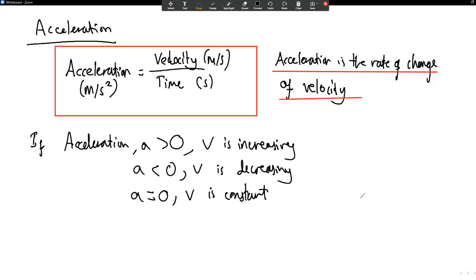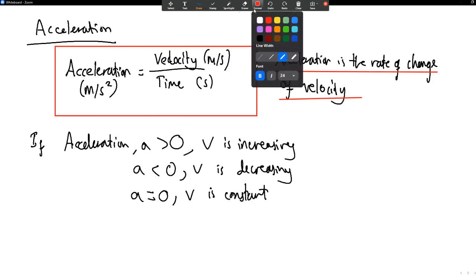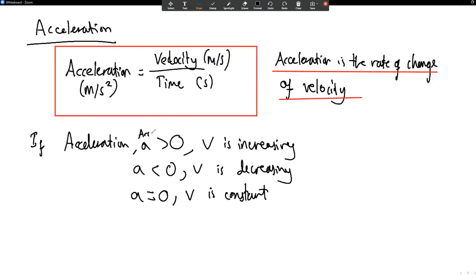Also, just a side note, this here is called accelerating. I'll put it here. This is accelerating. This is decelerating.